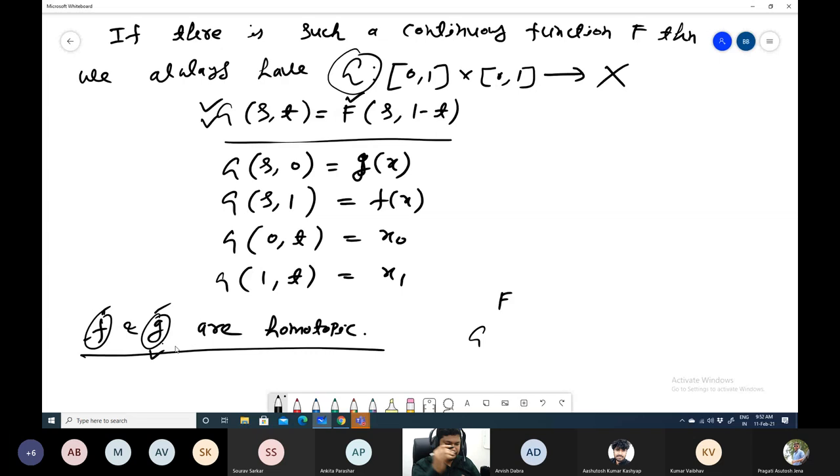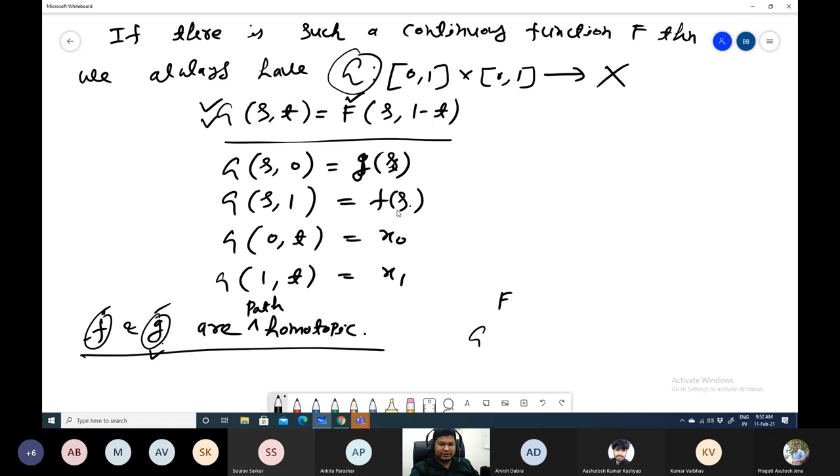Sir, small g and small f should be functions of s only, whereas you wrote capital G of s comma 0 is the same as small g of s. Actually, we generally use the functions f of s and g of s, that is the usual practice.